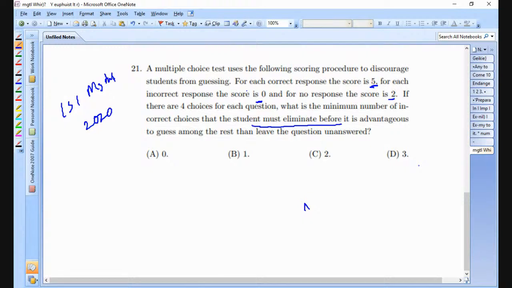Okay, let's come back here. A multiple choice test uses the following. For correct, we have plus 5. For no response, plus 2. For incorrect, 0.